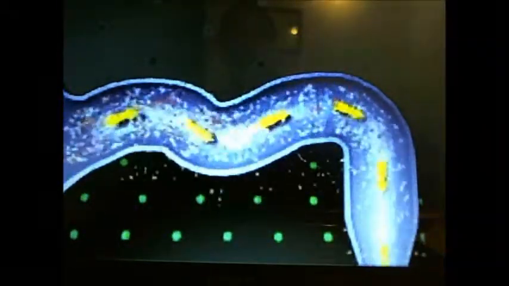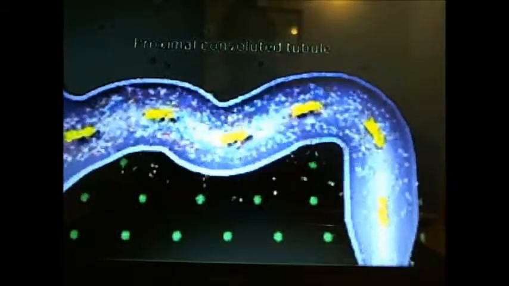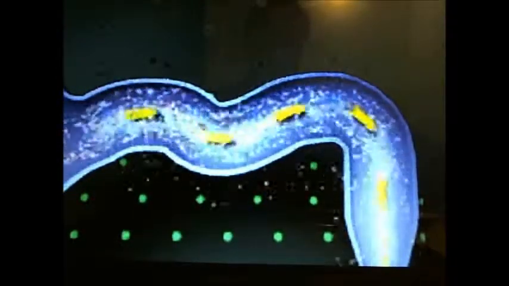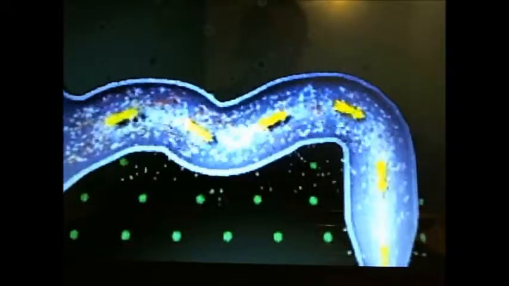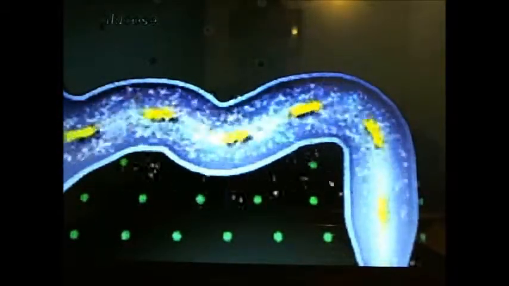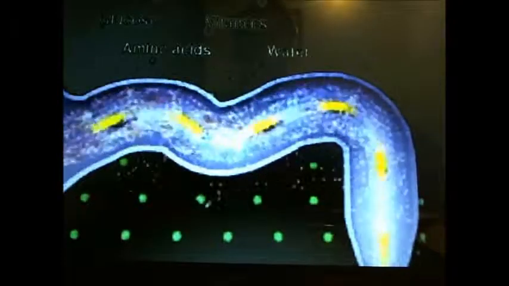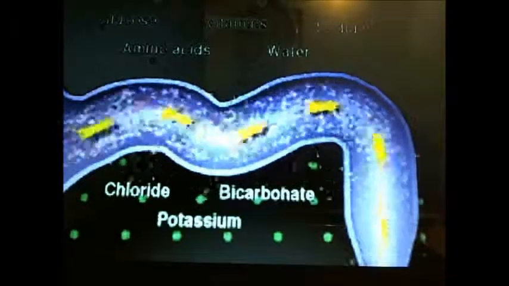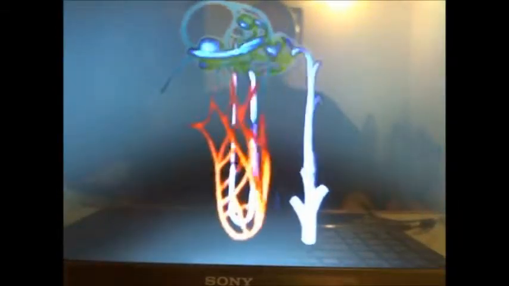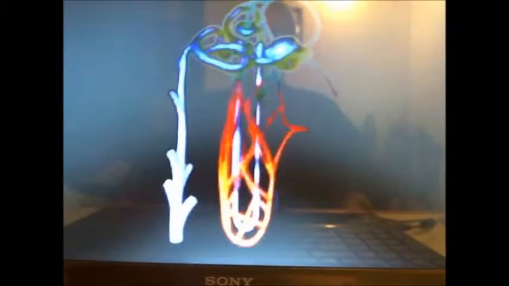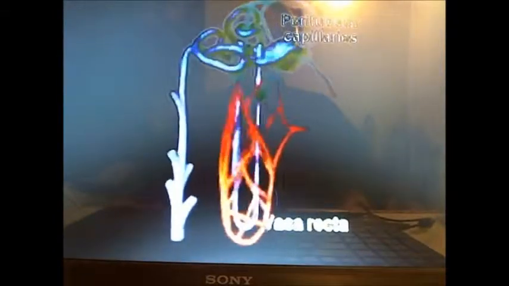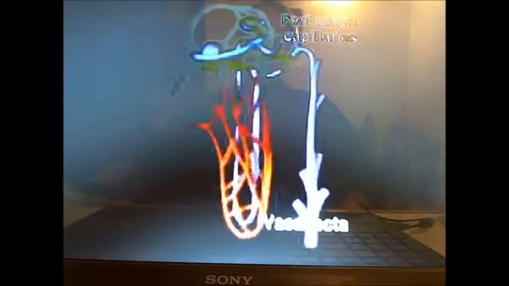Filtrate within Bowman's capsule enters the proximal convoluted tubule. Reabsorption of important molecules and ions from filtrate back into blood occurs here. These include glucose, amino acids, vitamins, water, sodium, chloride, bicarbonate, and potassium. Blood vessels receiving reabsorbed species are peritubular capillaries, a plexus derived from the arteriole leaving the renal corpuscle.